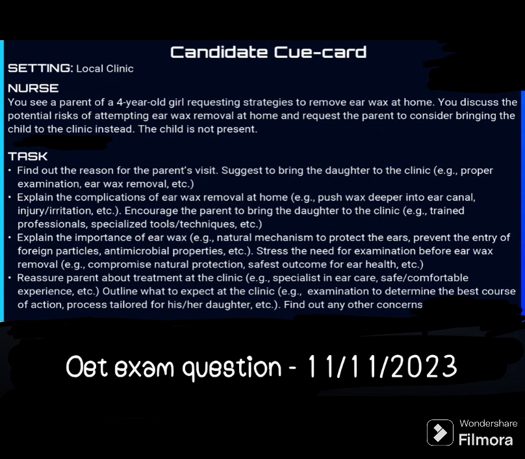Then the next task is reassure. Whenever you talk to a parent, of course you have to give importance to reassurance. It should always be at the end, but it should be at the start even. Reassure the parent about treatment at the clinic, like specialist in ear care, safe and comfortable experience, etc. And outline what to expect at the clinic, like examination to determine the best course of action, a process tailored for his or her daughter, and find out any other concern. So that reassurance, we can give.